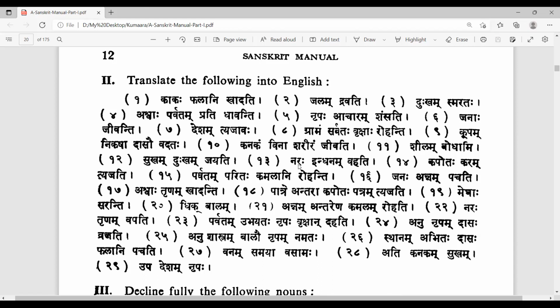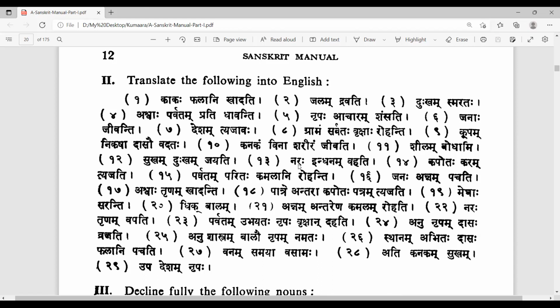Naraha trinam vapati. Vapati is kriyapadam. Kaha vapati, naraha vapati. Kim vapati, trinam vapati. Okay, next person. Parvatam ubayataha nripaha vrikshan dahati. Kriyapadam dahati. Nripaha dahati. Yes, right. Nripaha kan dahati. Nripaha vrikshan dahati. Kutra nripaha vrikshan dahati.